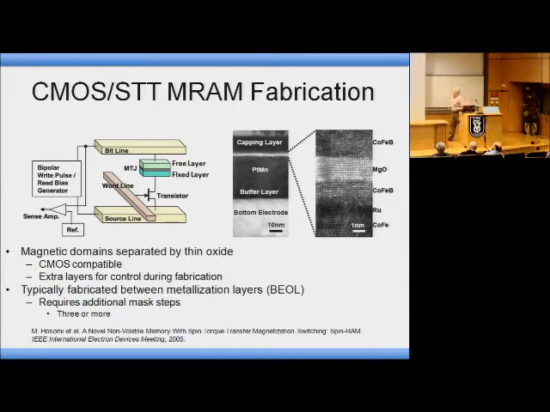It's CMOS compatible. It's an extra layer that you can add to the CMOS process, and it's back of the line. It requires about 3 more layers of masks, which is relatively efficient, and it sits nicely. So again, I don't look at this as 3D.